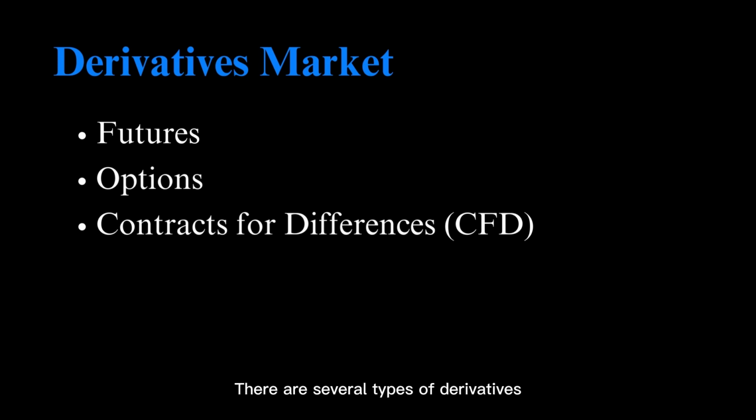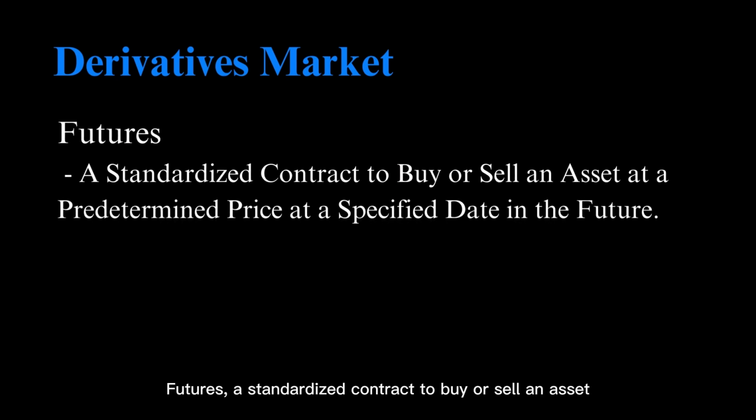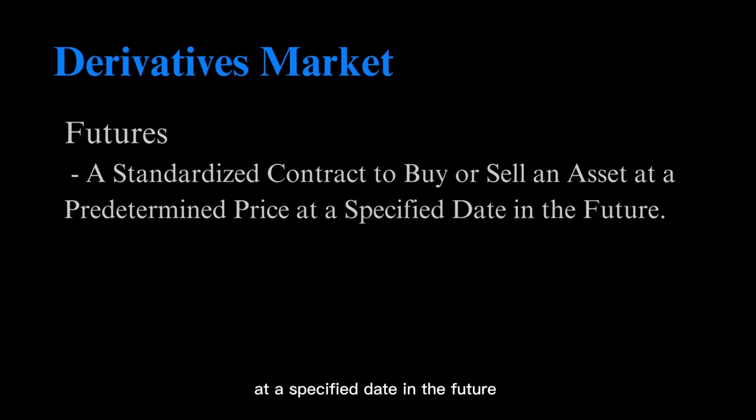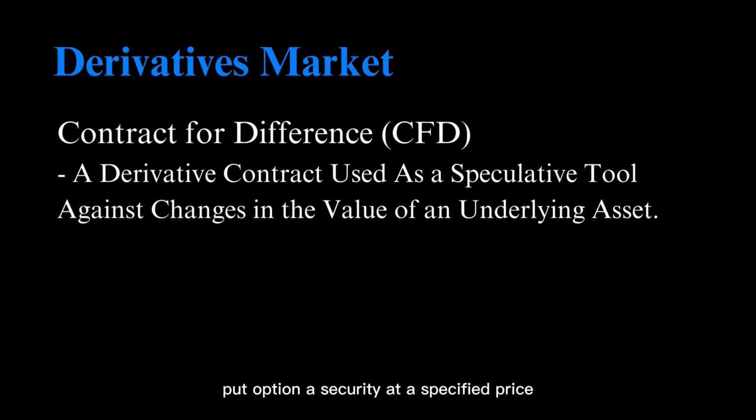There are several types of derivatives, with the most common being futures, options, and contracts for differences, CFD. Futures: a standardized contract to buy or sell an asset at a predetermined price at a specified date in the future. Options: a contract that gives the holder the right to buy, call option, or sell, put option, a security at a specified price. Contract for difference, CFD: a derivative contract used as a speculative tool against changes in the value of an underlying asset.